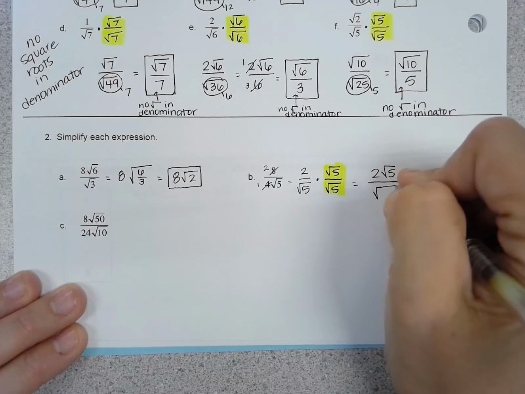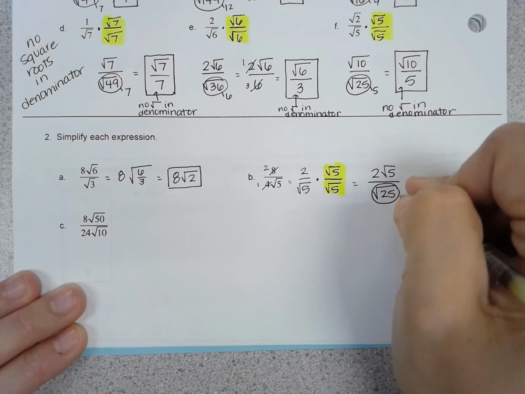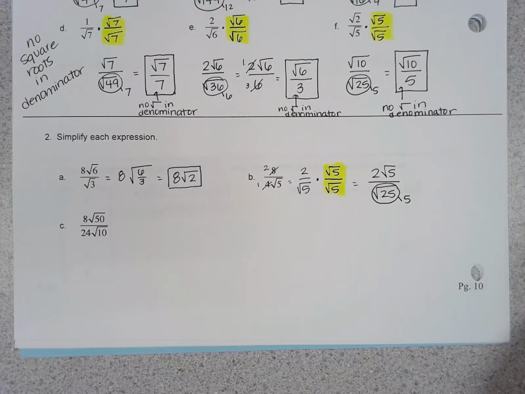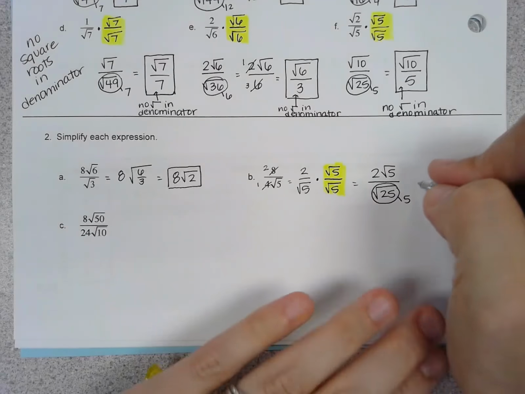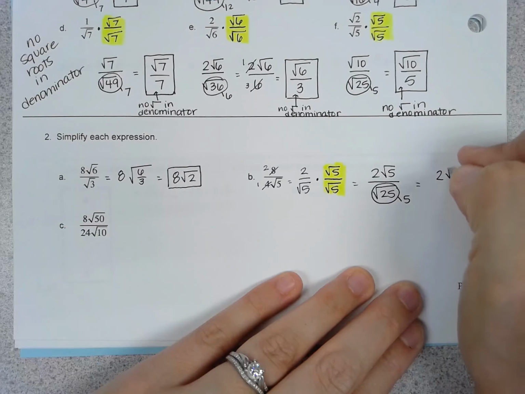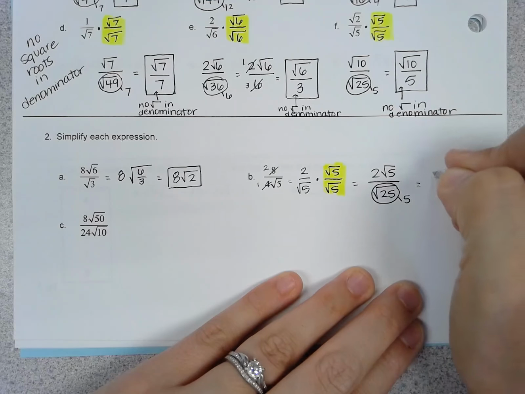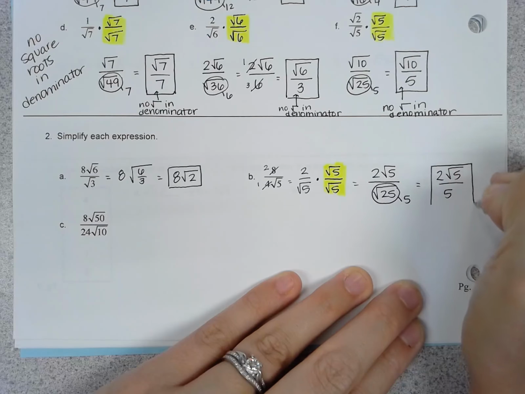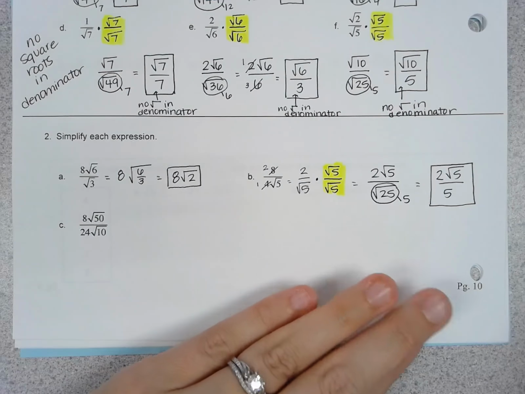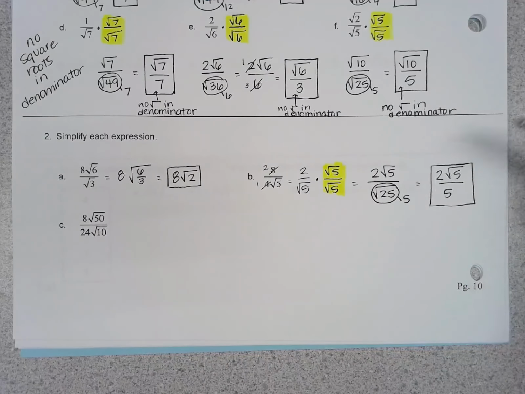The square root of 5 times the square root of 5 will give me the square root of 25, which will come out from its square root as a 5. And so my finished answer will be this. I know that it's finished because there's no square root in the denominator.